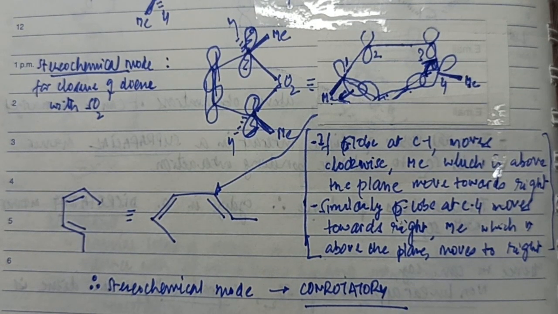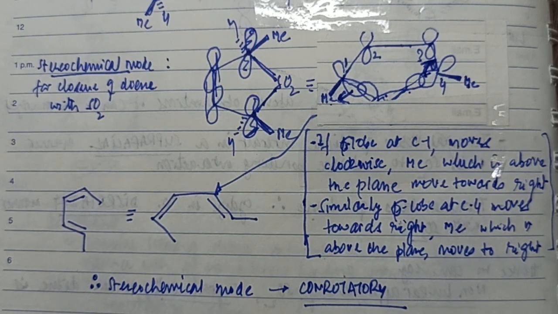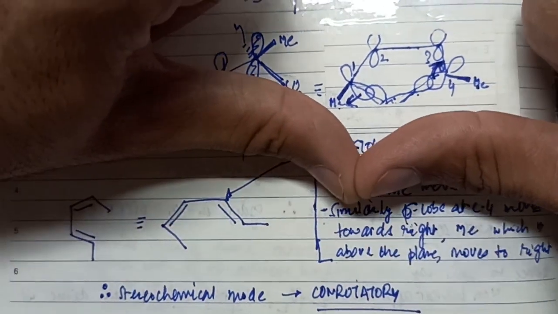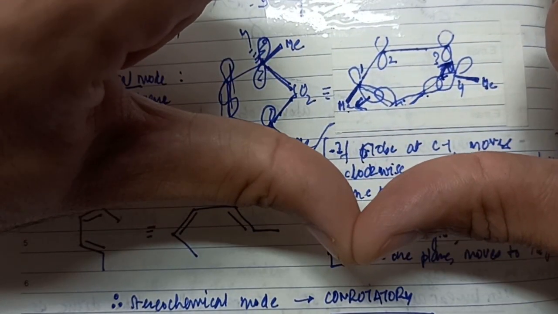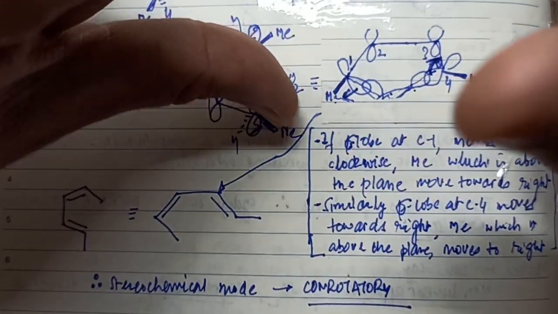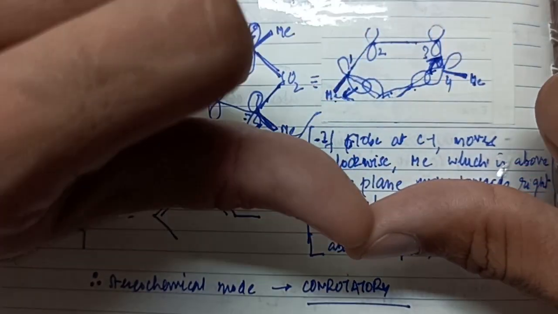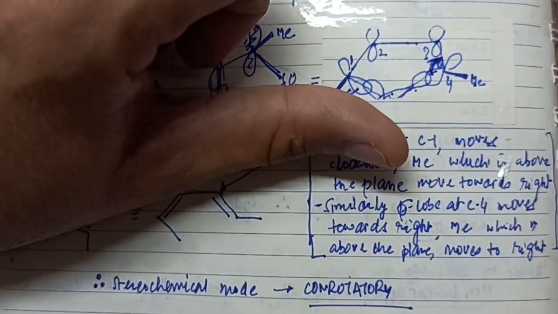I'll repeat what I'm trying to say. We have to see how these two sigma bonds are opening up. These two sigma bonds were like this, right? This has to open up like this. Either it can open up like this in a disrotatory fashion, or like this in a conrotatory fashion. Imagine you have a methyl above the plane. If you have a methyl above the plane like this, where will the methyl go? This is the methyl which is above the plane.